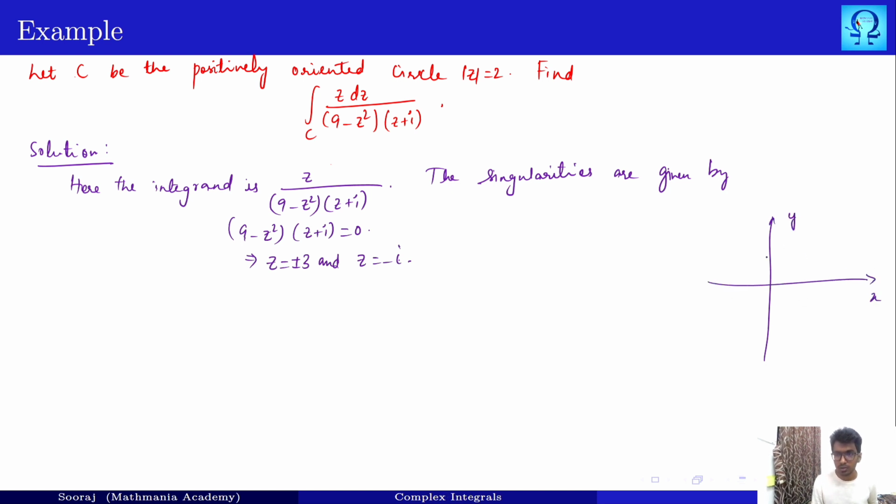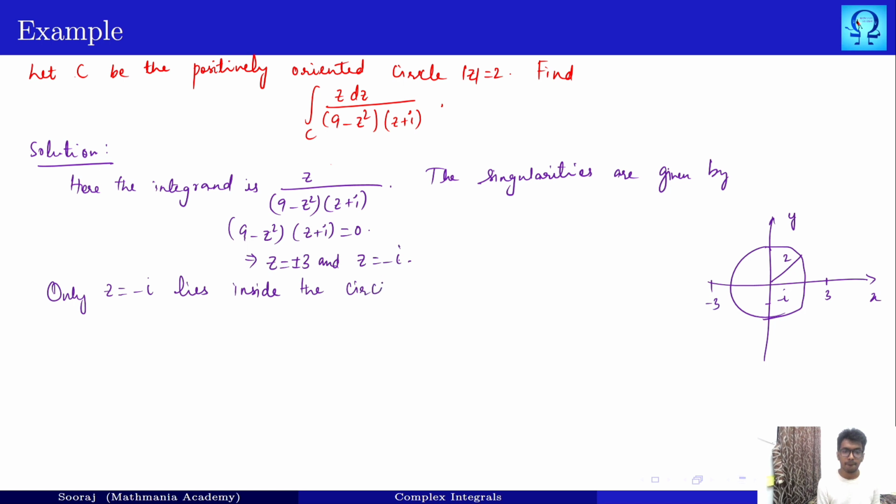So the given contour is a circle of radius 2. Now try to identify how many points of this singularity are lying on this contour or inside this contour. Your 3 is somewhere here, minus 3 is somewhere here, minus iota is here, right? Only z equals minus iota lies inside the circle, absolute of z equals 2.